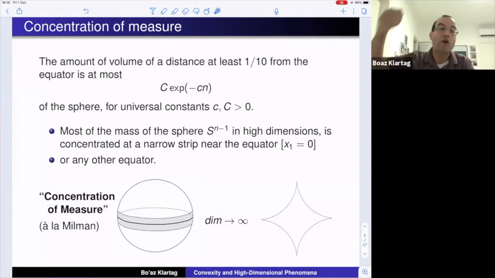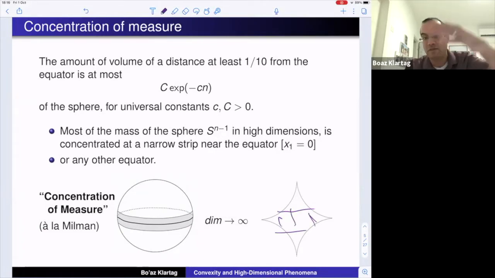But this is also true for any equator, right? The sphere is a symmetric space. There are so many equators. So this is one of the startling effects: the mass is close to the equator, but this is true for all equators. And this effect is sometimes called the concentration of measure phenomenon. And I learned from Vitali Milman that a nice way to depict the high-dimensional sphere is not like a three-dimensional circle like this, but maybe it's better to draw it like this shape here to demonstrate the fact that the mass is near the equator, not so much mass far away from the equator. Of course, this is not symmetric, but that's what you can do in the image.